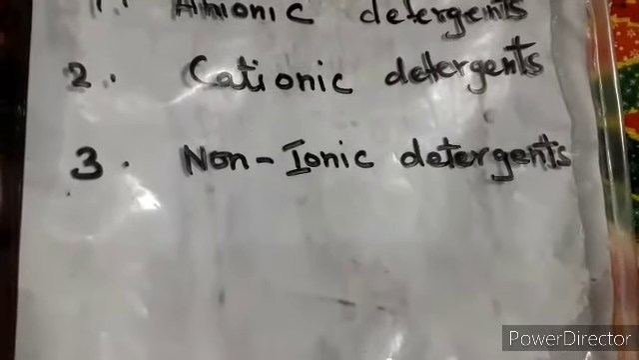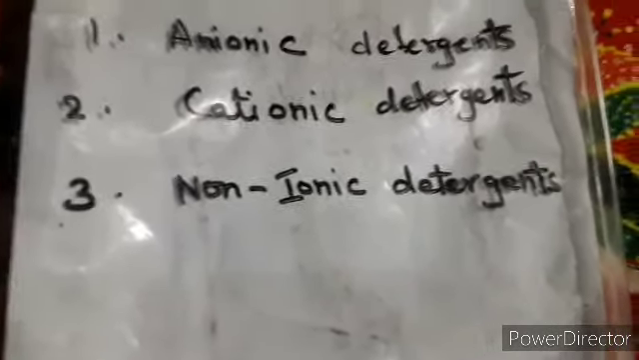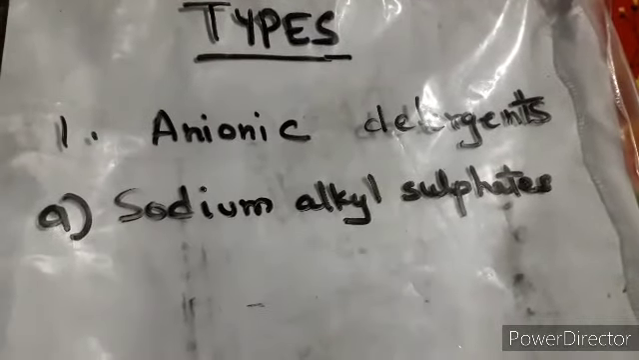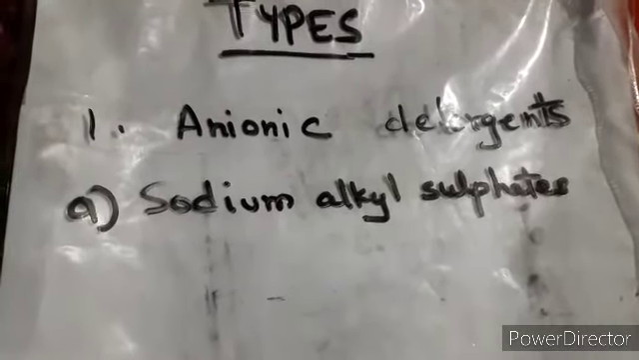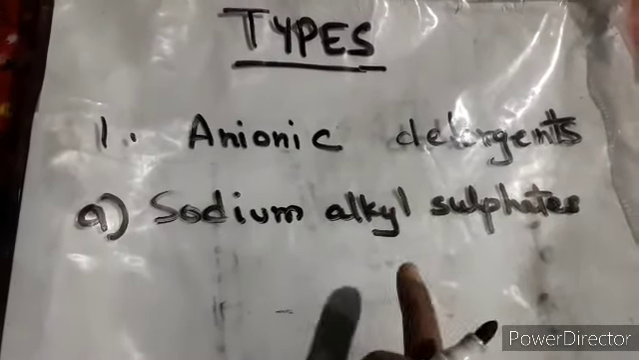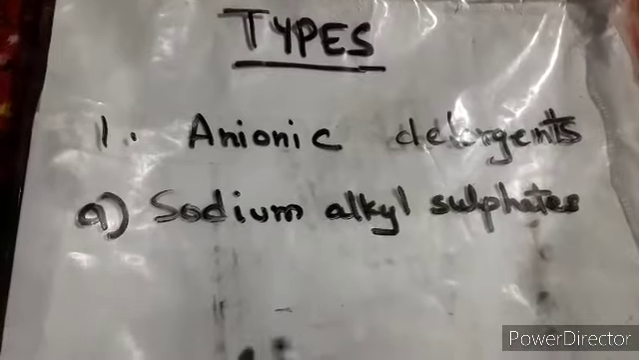So they are also of two types, and we will see what the two types are. Now the first one I have written is sodium alkyl sulfate. It is one of the anionic detergents. Now why this particular detergent, what does it contain? So first of all, you see its formula.